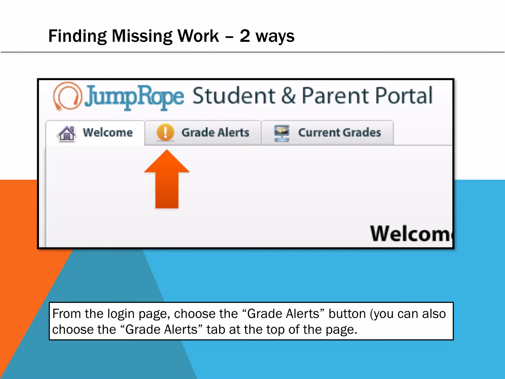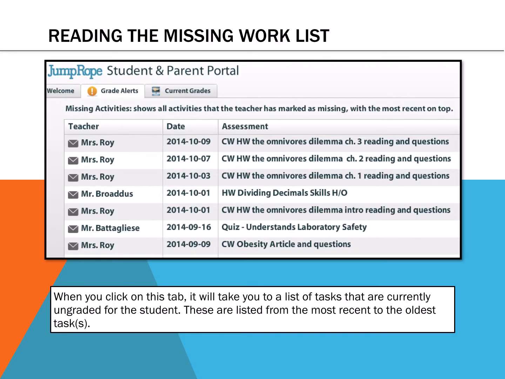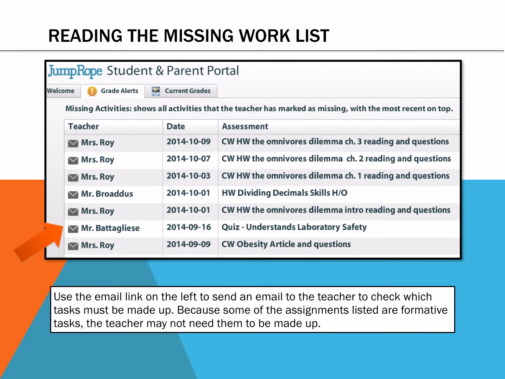By clicking on the Grade Alert tab, you'll be taken to a missing work report. The missing work report includes tasks and assignments and assessments that students have not completed or turned in. These are listed from the most recent to the oldest. Before you have your child make up an old formative task, first contact the teacher using the email link to the left of the teacher's name. Some assignments may not need to be made up because they were formative and the child has had other opportunities to demonstrate that they understand that content.